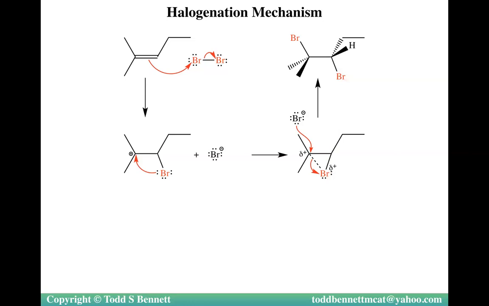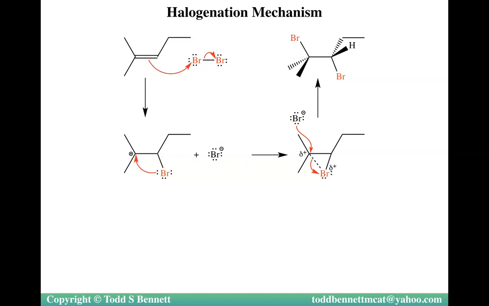Note that this bromine could have also come in on top in this other step, and we would have ended up with anti as well, but with this bromine down and this bromine up. So we would have gotten the same thing, but as enantiomers: the same anti arrangement, but it would have been S instead of R, or R instead of S.